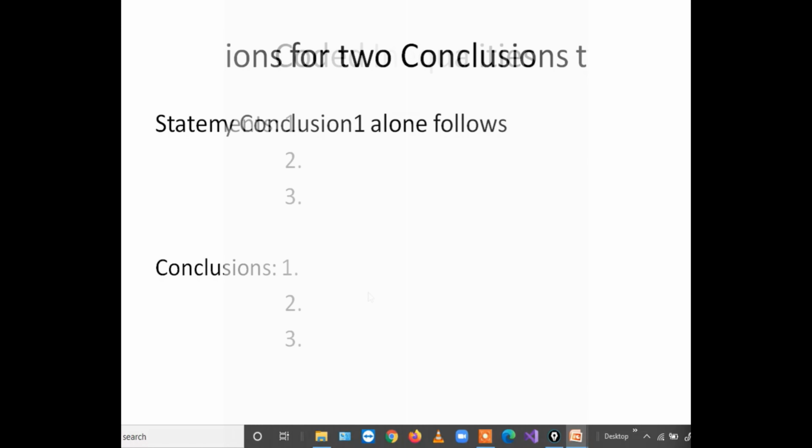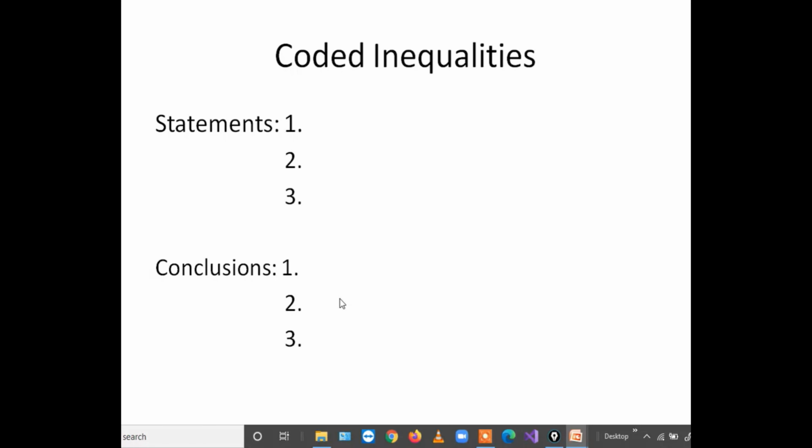With more than two conclusions, according to our answer, one option will be there and the remaining are the rest of the options. So options are like only conclusion 1 follows, or only conclusion 2 follows, only conclusion 3 follows, 1 and either 2 or 3 follow, all follow, none follow, likewise.